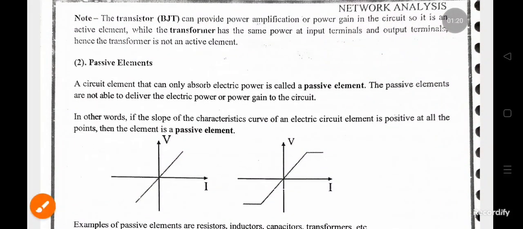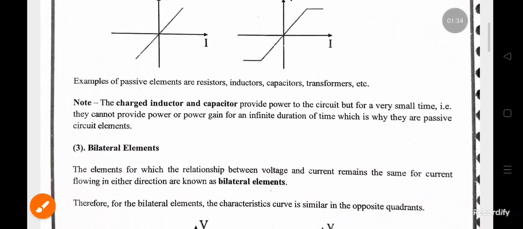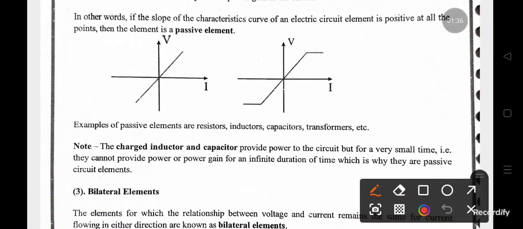Second one is the passive elements. A circuit element that can only absorb electrical power is called a passive element. We can simply say that the energy produced by the active element is absorbed by the passive element. Examples of passive elements are resistors, inductors, capacitors, transformers.